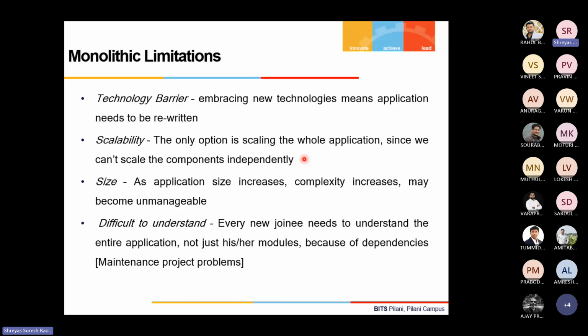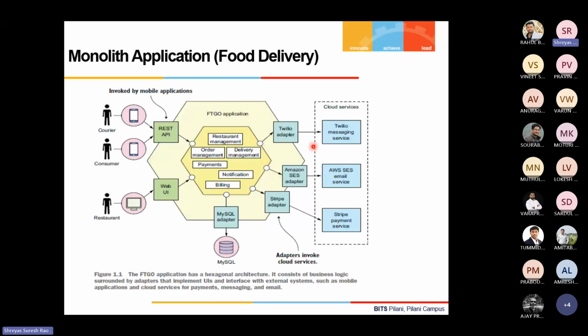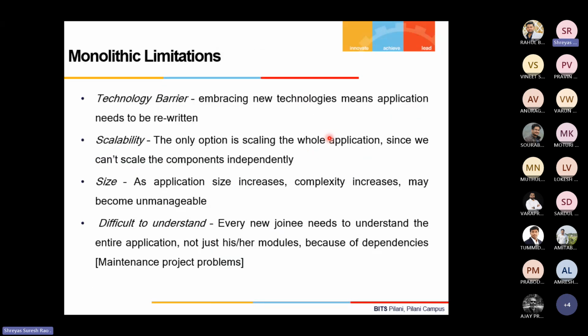Scalability. Here the application is scaled as a whole, whether it is December 31st, when the maximum number of people use your application, or it is something like today evening when maybe fewer people will use your application. Either way the application has to be scaled as a whole. The whole application will be scaled, since we can't divide the components individually.